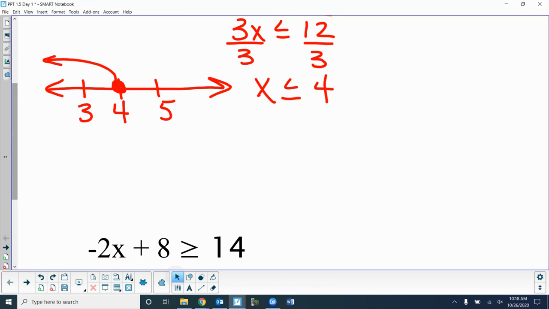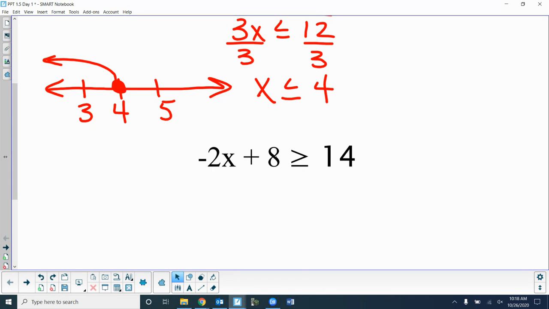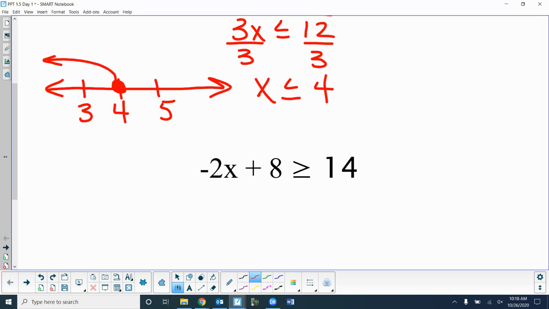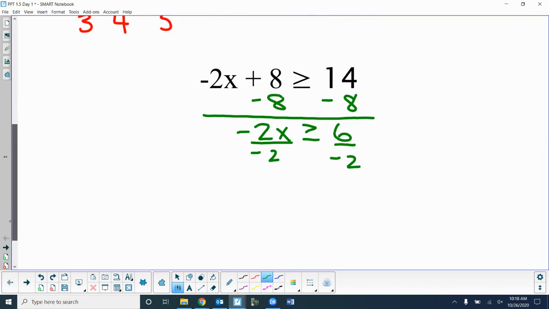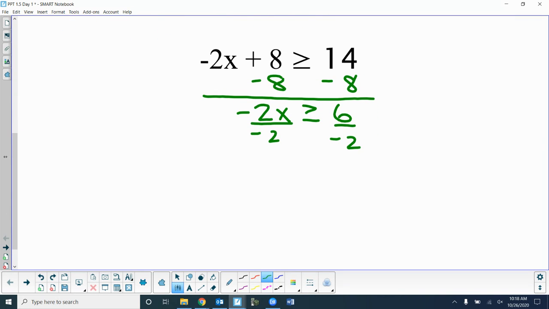And then we got another one here. Just go through it again. We'll subtract 8 to get it to the other side. Greater than or equal to, we get 6, then we divide by -2. Now, on inequalities, remember, hopefully you remember this from years past, if you multiply or divide both sides by a negative, what happens to your inequality symbol? You got to flip it over, right? So that's a detail we got to remember. So this becomes less than or equal to -3.